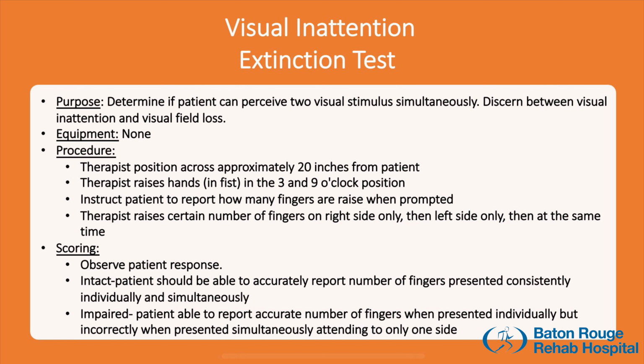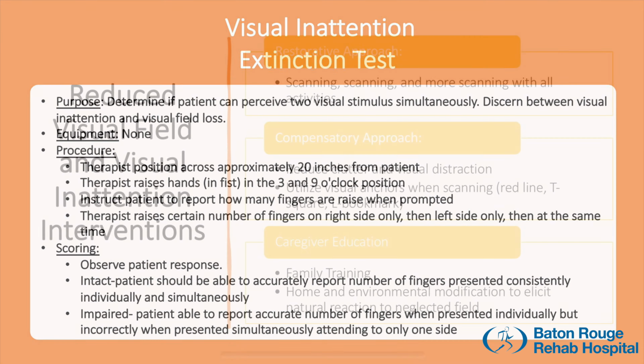If a patient has a visual field loss, they will be consistent with their response and be unable to identify the number of fingers presented on the hand located within the lost visual field. However, if someone has a visual field neglect or inattention, they will likely be able to accurately identify the number of fingers presented on both hands when presented individually, but be unable to accurately report how many fingers are raised when presented at the same time, as they will ignore the neglected side.